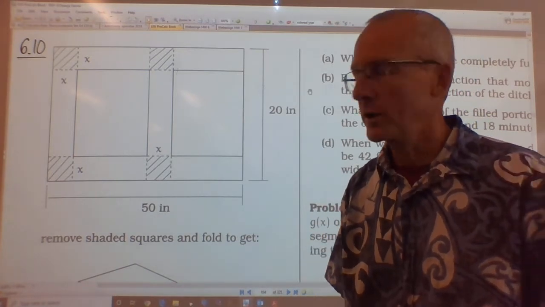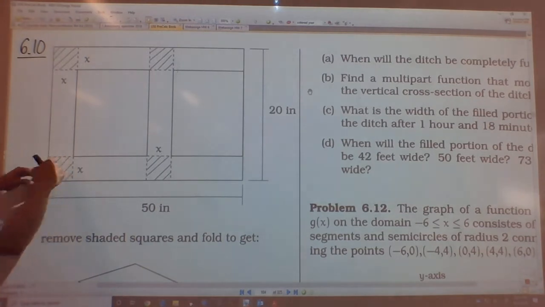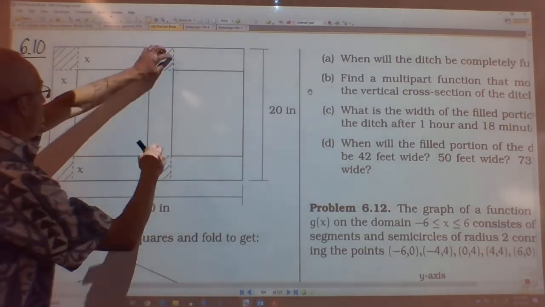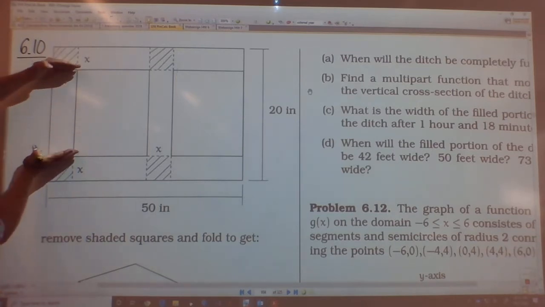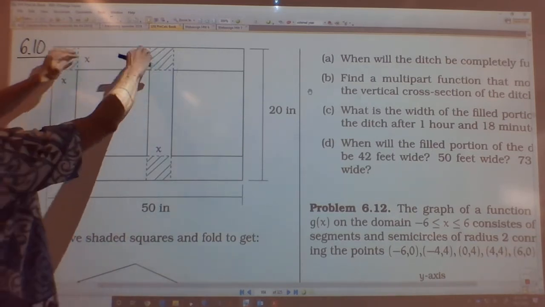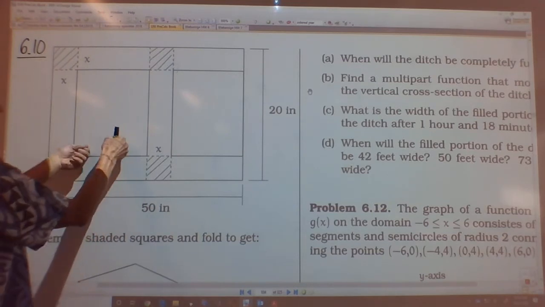You take one piece of cardboard, and you cut out this, you chop that out, you chop that out, you chop that out. And then these are the flaps, right? These two things are the flaps. You fold it over, right? You fold the flap, you fold the flap, you fold the flap.